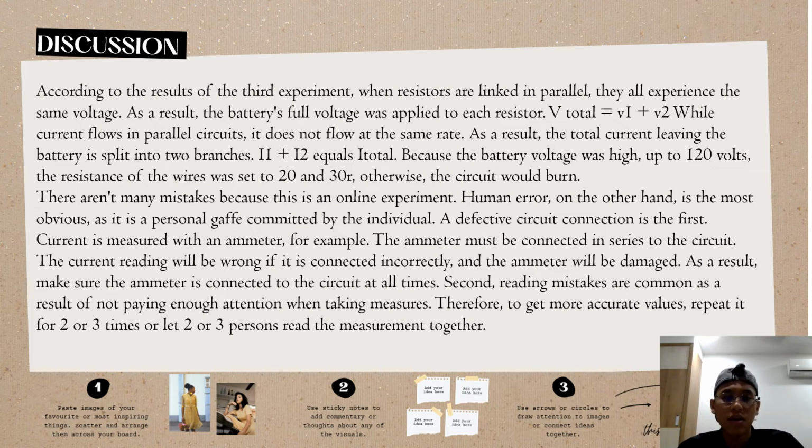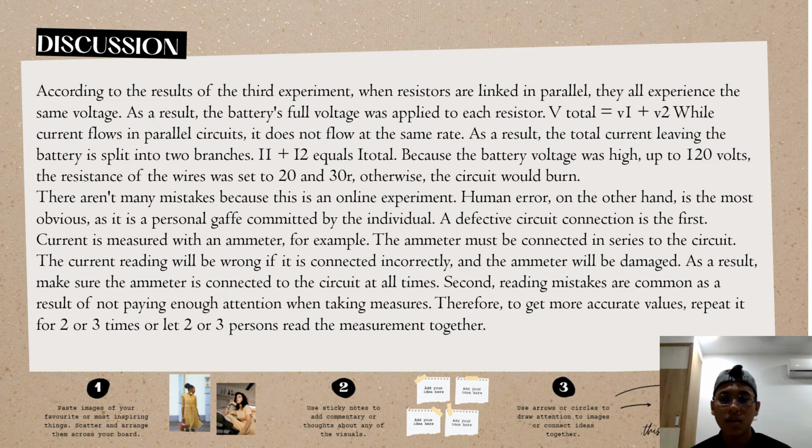There aren't many mistakes because this is an online experiment. Human error, on the other hand, is the most obvious, as it is a personal gaffe committed by the individual. A defective circuit connection is the first. Current is measured with an ammeter, for example. The ammeter must be connected in series to the circuit. The current reading will be wrong if it is connected incorrectly, and the ammeter will be damaged. As a result, make sure the ammeter is connected to the circuit at all times.